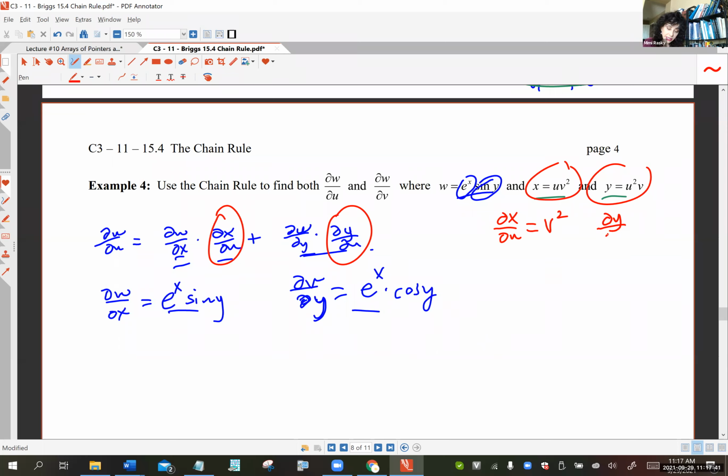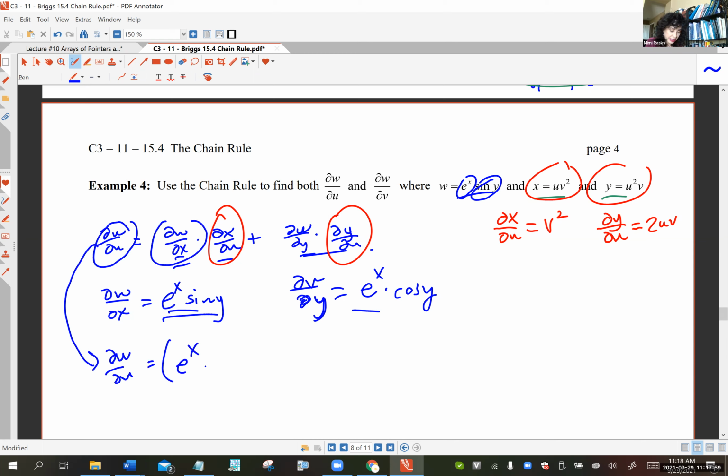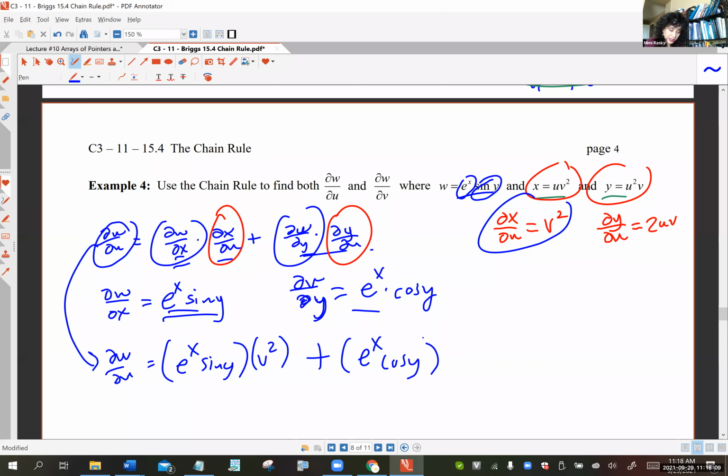And then dy du, the partial of y with respect to u, I believe is going to be 2uv. When you put this all together, there's a little bit of bad news here. We had something like this. So your dw du is going to look like dw dx, you've got e to the x sine y, times dx du, that was the v squared, plus dw dy, that was e to the x cos y, times dy du.